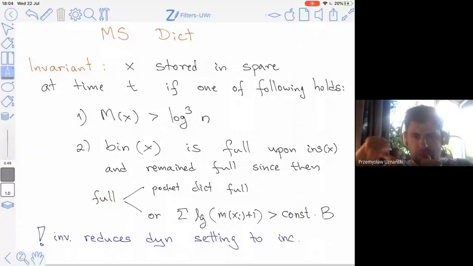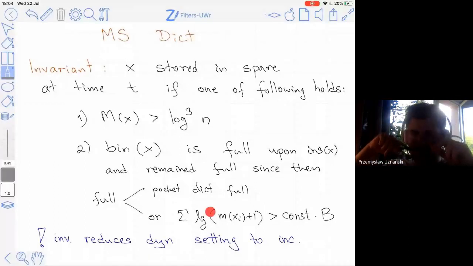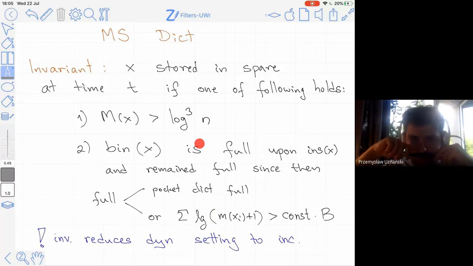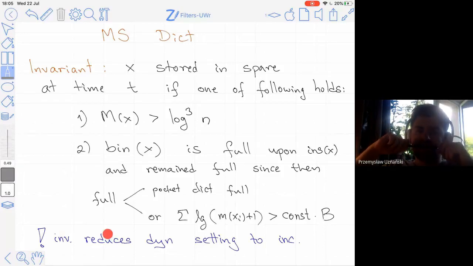And there are two sources of fullness of a bin. A bin can be full either because its pocket dictionary is full, or because the sum of the length of the counters becomes too long. Whenever one of these conditions holds, you put it in the spare. Whenever all of these conditions do not hold, you have to pop x back to its bin. And this invariant, because of the popping, reduces the dynamic setting to the incremental one.